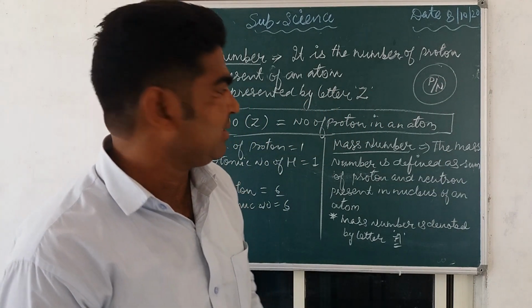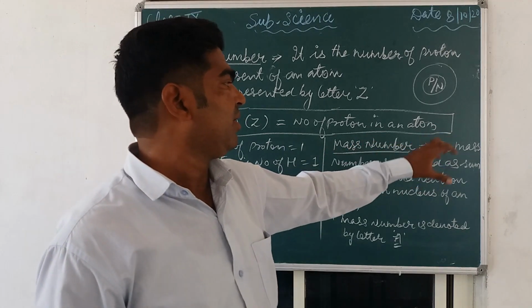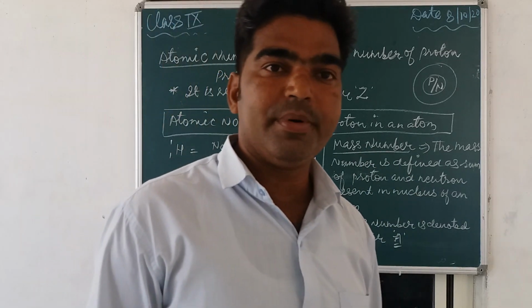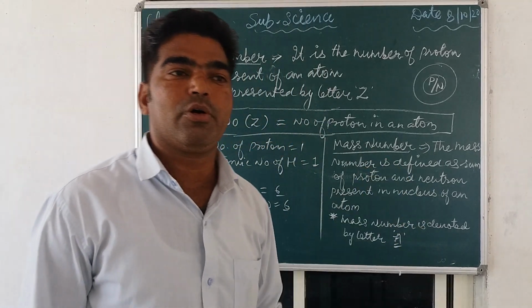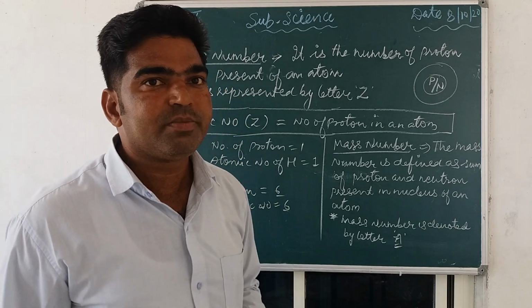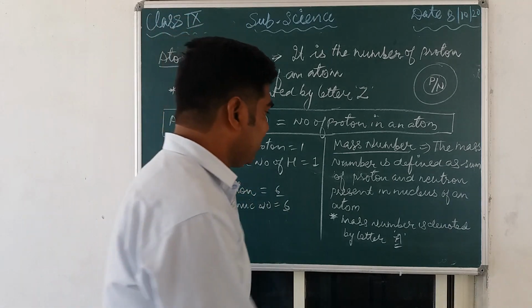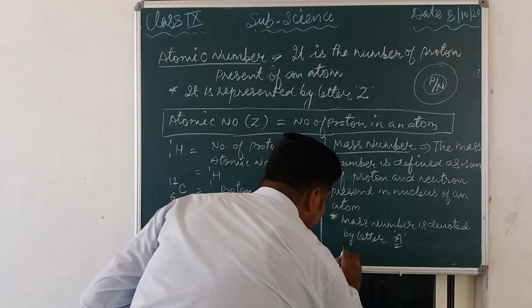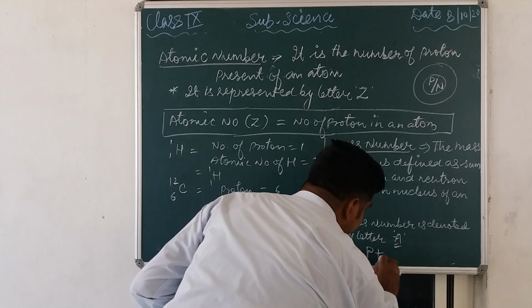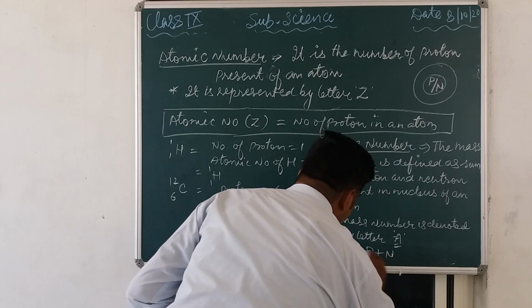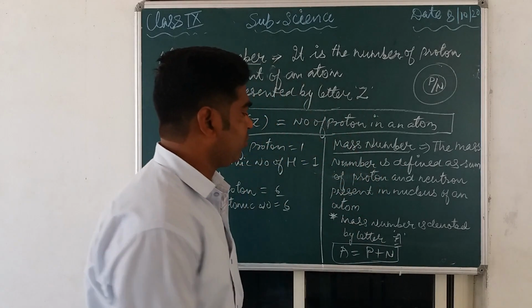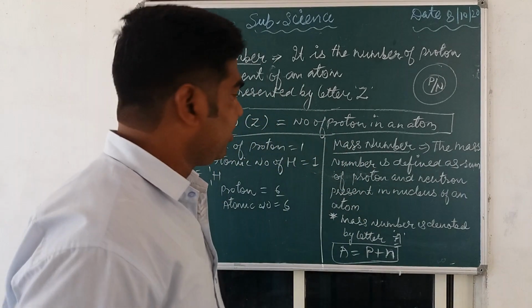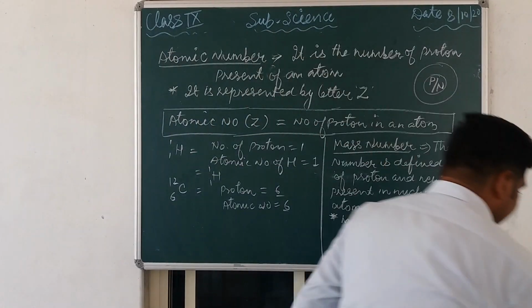So you can say that the mass number, or mass of an atom, is the total sum of the number of protons and the number of neutrons. Whatever the number of protons and neutrons, that is equal to the mass number. This mass number is denoted by the letter A. So A is equal to P plus N, proton plus neutron.